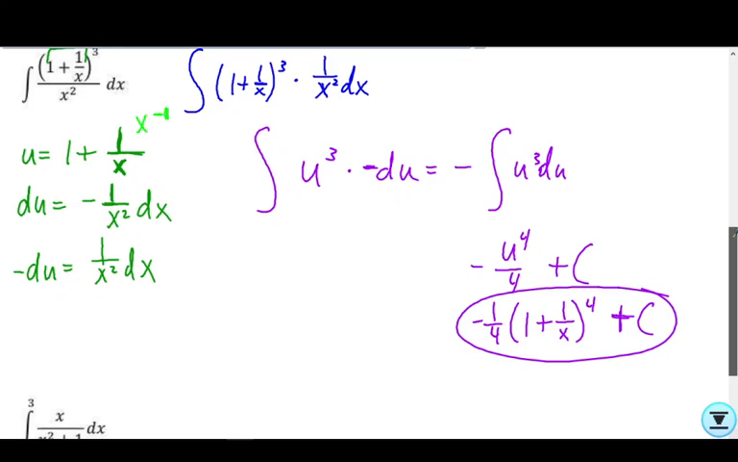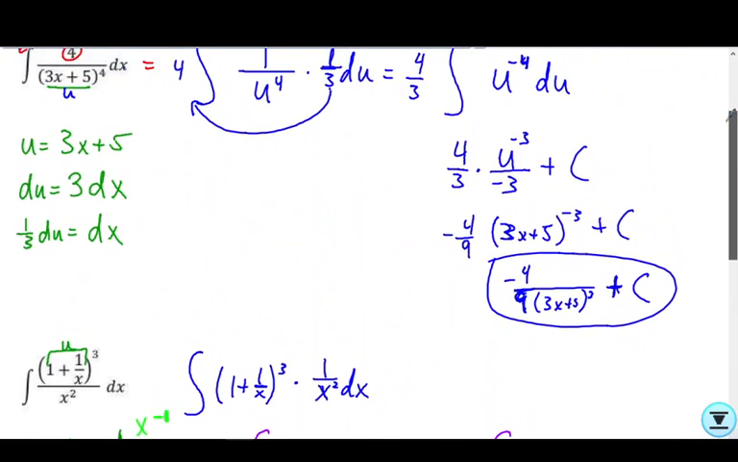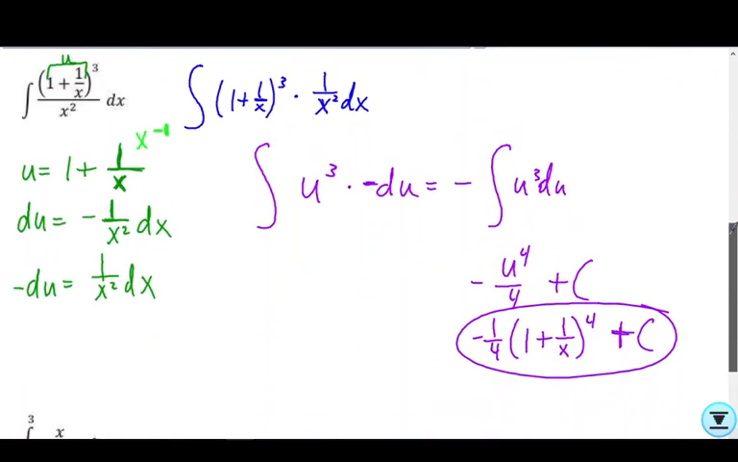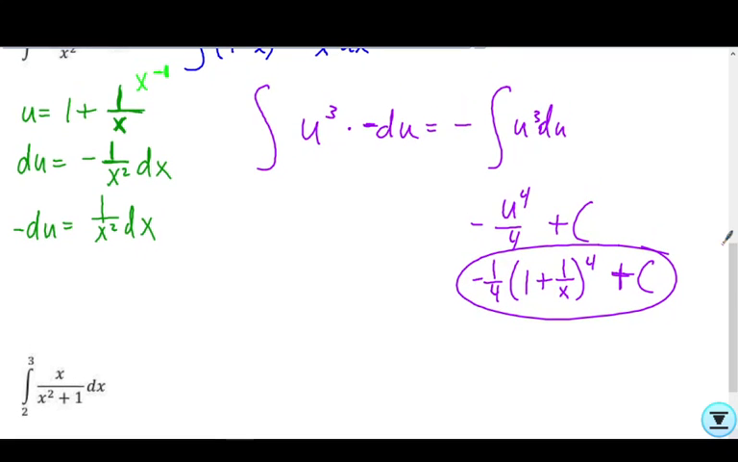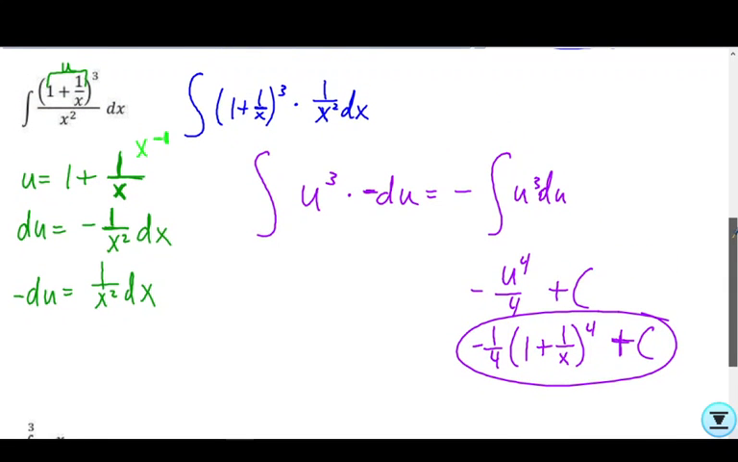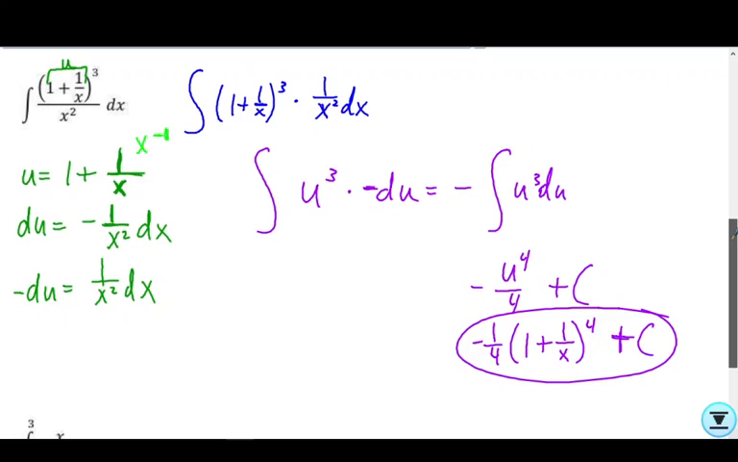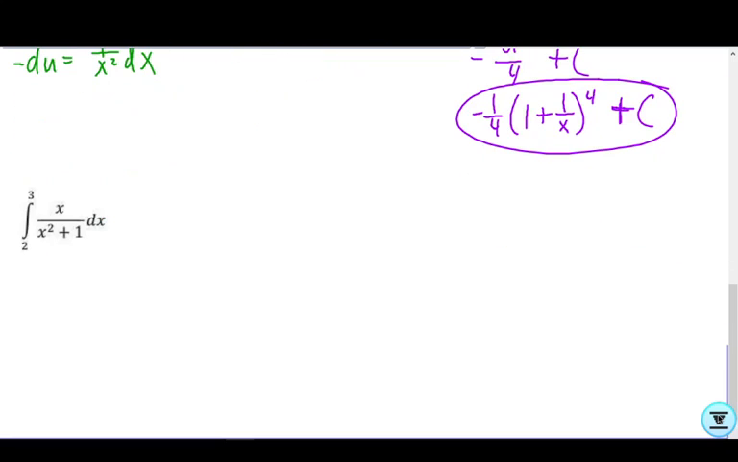Okay. If you haven't noticed, we're doing the exact same thing over and over again. U-substitution should basically get you to the point where you have u to some power, add 1 to the power, divided by the new power. The hardest part is actually getting it into that situation, so just doing a little bit of algebra to get it to be there. All right.